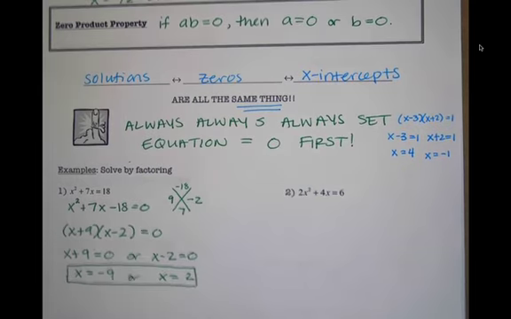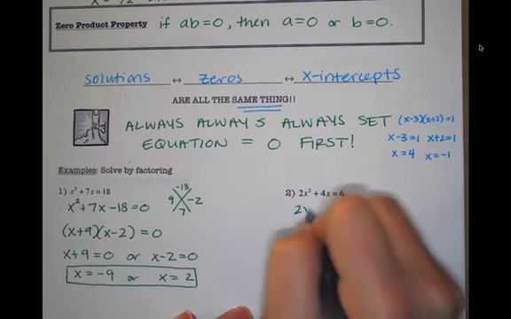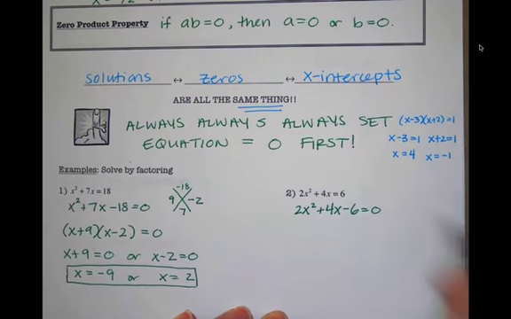Okay, let's look at number 2. So we have 2x squared plus 4x equals 6. That is not equal to 0, so I need to do that first. So 2x squared plus 4x minus 6 equals 0. Okay, and we want to factor, so we always look for a GCF first.